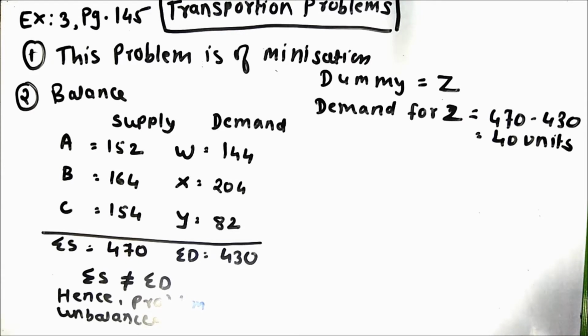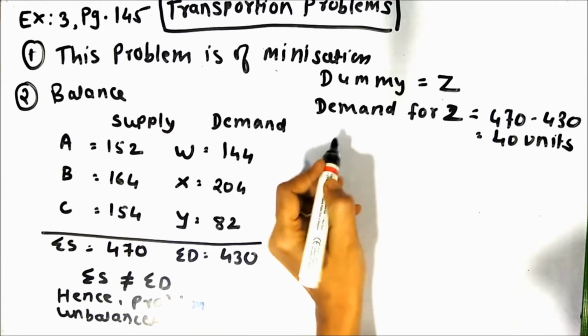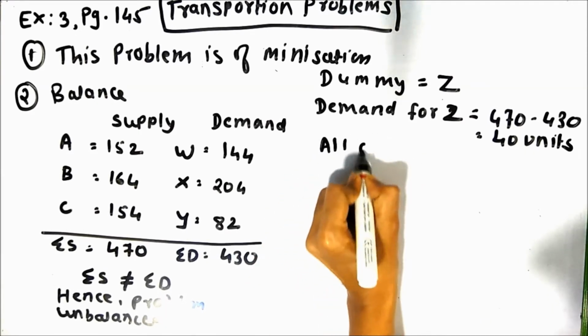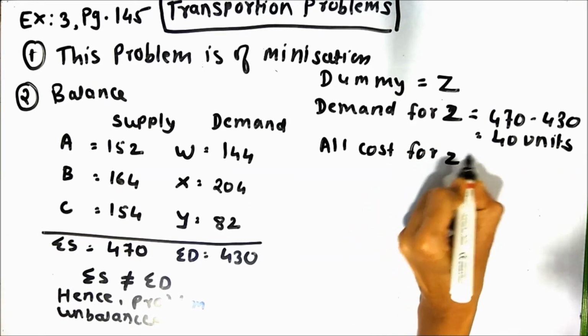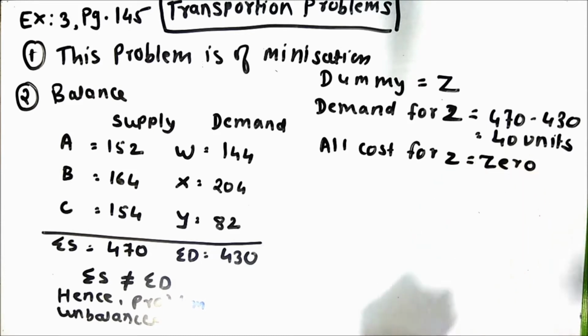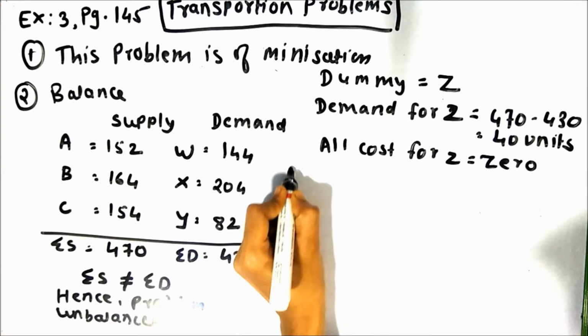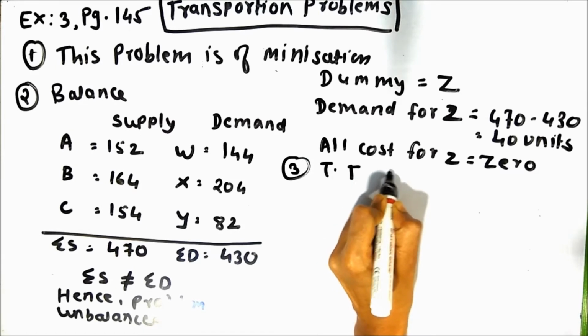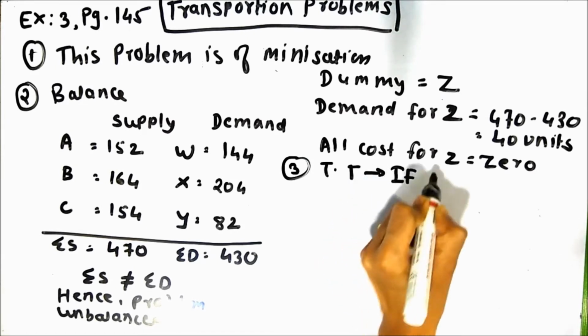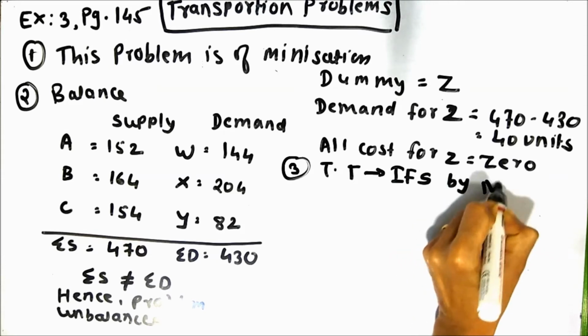Now we have considered the dummy, but we need to consider the cost of the dummy as well. So we'll be writing all the costs. The cost for Z, which is the dummy, will be 0, as it is an assumption. Now let me draw the transportation table. So our third step will be the transportation table, and on that we will be finding the initial feasible solution by the NWCR method.